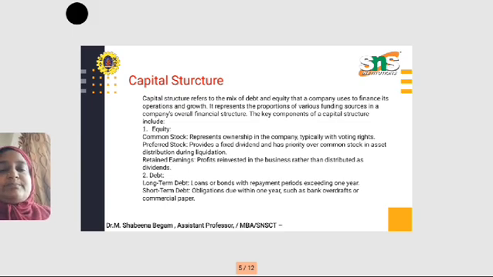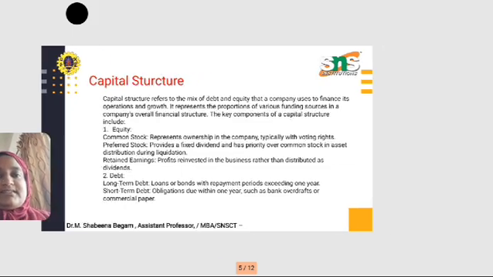Debt is of two types: long term and short term. Long term debt or bonds represent a period extending for more than 1 year, and short term debt is due within 1 year, such as bank overdrafts or commercial papers and other things.